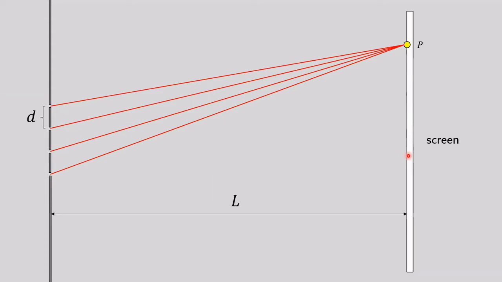Just like before, we'll use the capital letter L for the distance between the slits and the screen. Lowercase d is the separation between the slits, and this is an important point. It's the same for all adjacent pairs of slits. So all of the slits are equally spaced. And in an actual lab setting, capital L is a much greater quantity than lowercase d. Capital L could be something like 2 meters, while lowercase d is almost always less than a millimeter.